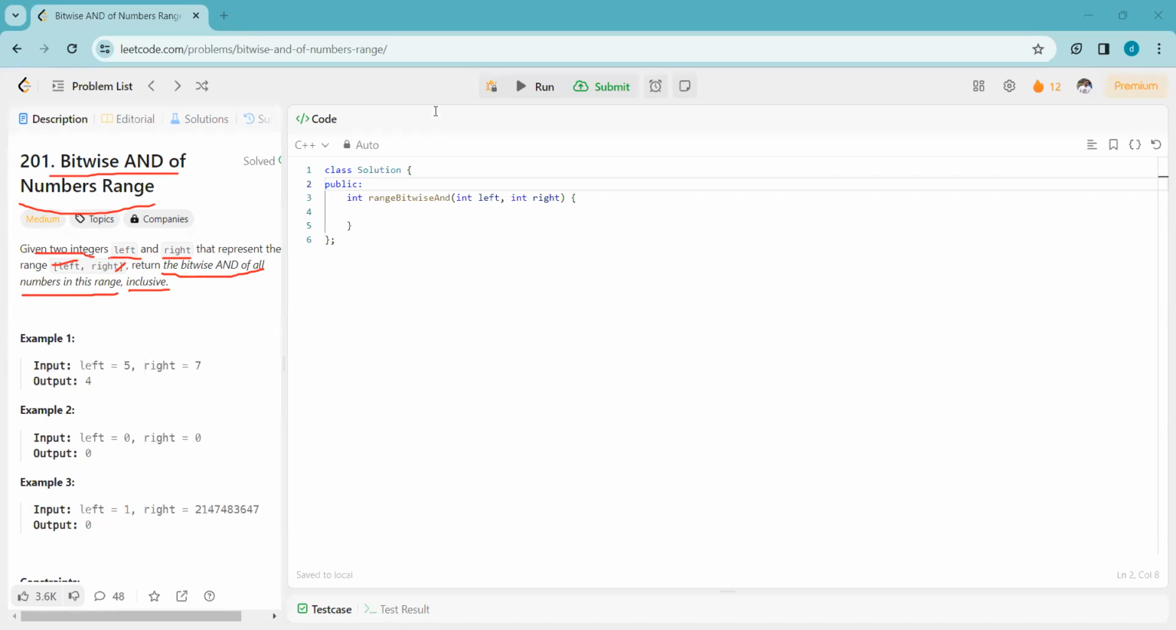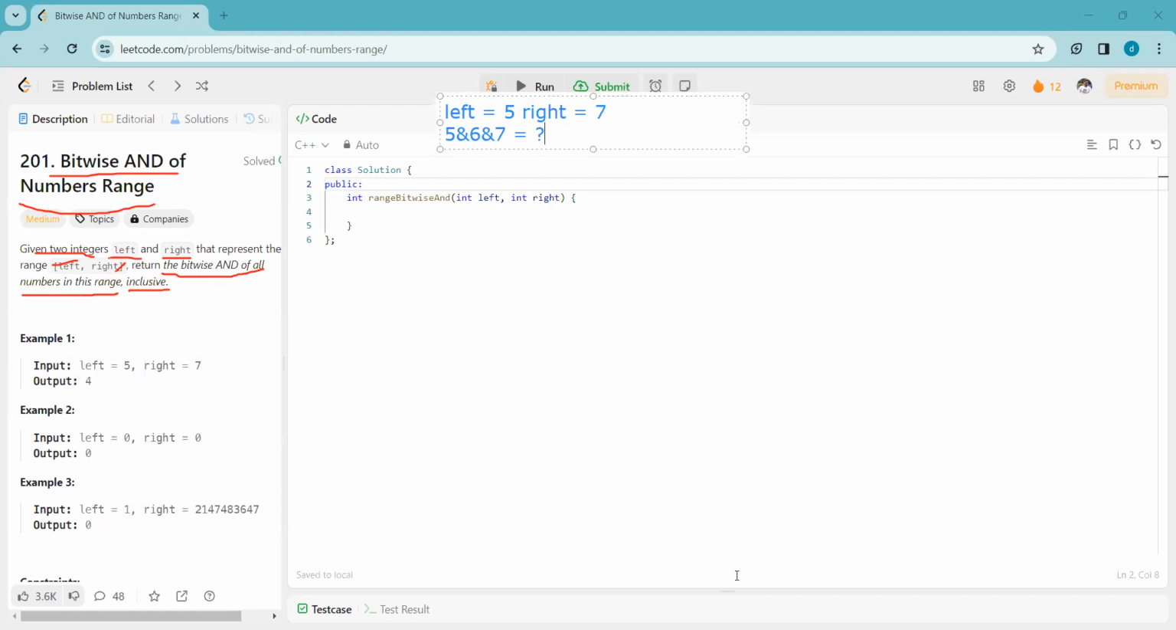So what is the question saying? Given a left value, let's suppose 5, and a right value, let's suppose 7. What do we have to return? We have to return the bitwise AND of 5, 6, 7. So we have to return this value.